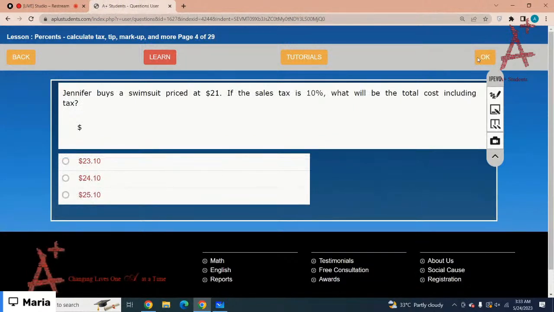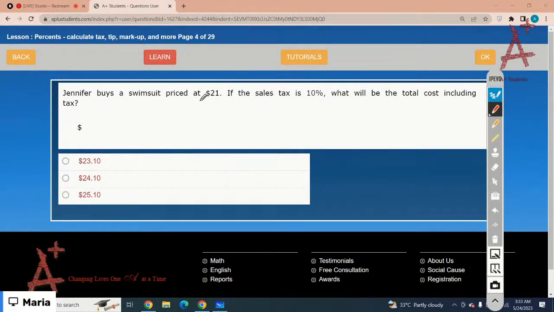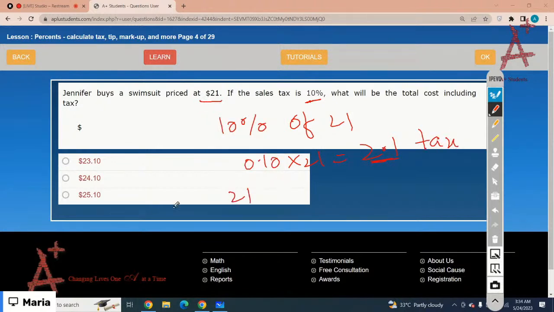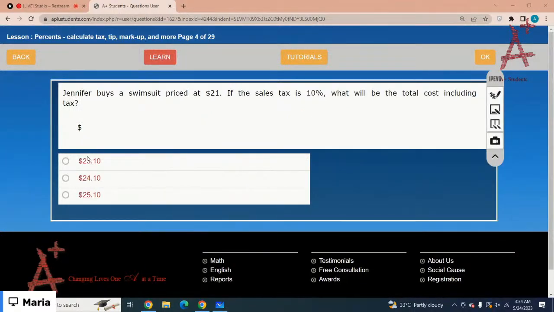Jennifer buys a swimsuit priced at $21. If the sales tax is 10%, what will be the cost including tax? So the swimsuit costs $21 and the tax is 10%. You have to calculate 10% of 21. It would be 0.10 times 21. That means on a $21 swimsuit, he has to pay 2.1 tax. Just add the tax, that means the total cost of the swimsuit is 21 plus 2.1. It would be 23.1. Got it? The correct option is 23.1. That is option number one.